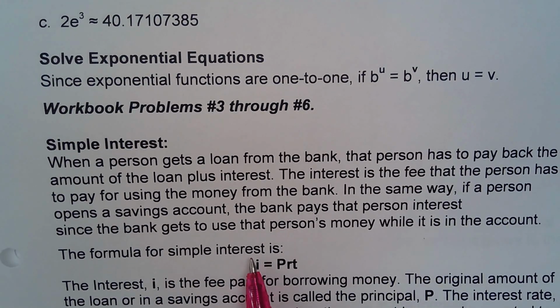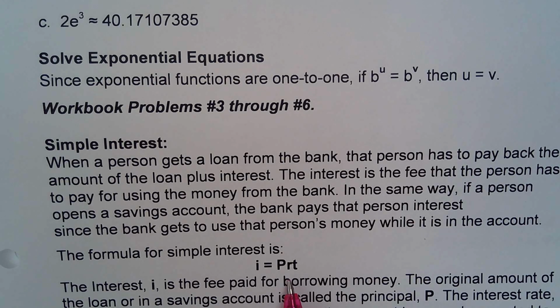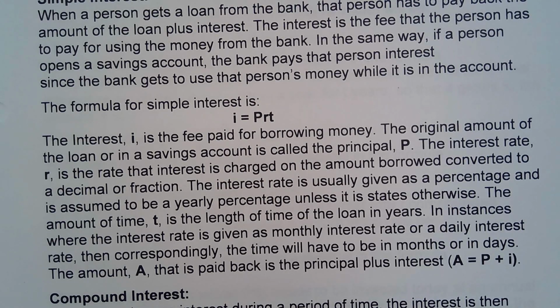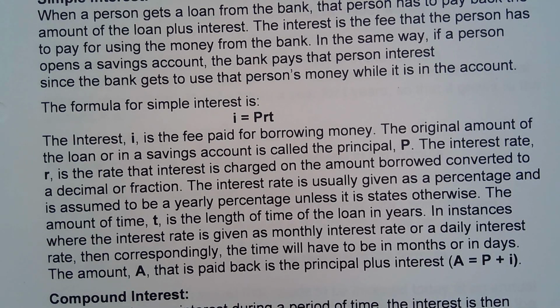The formula for simple interest is I equals PRT. The interest, I, is the fee paid for borrowing money. The amount of the loan or in the savings account is called the principal, P. The interest rate, R, is the rate that interest is charged on the amount borrowed, converted to a decimal fraction. The rate is usually given as a percentage and is assumed to be a yearly percentage unless it states otherwise. The amount of time, T, is the length of time of the loan in years.